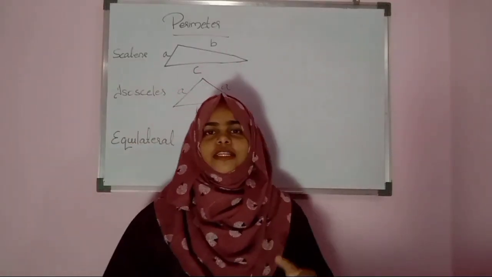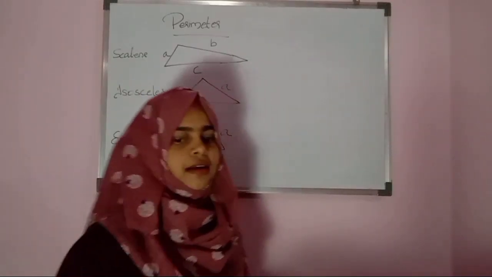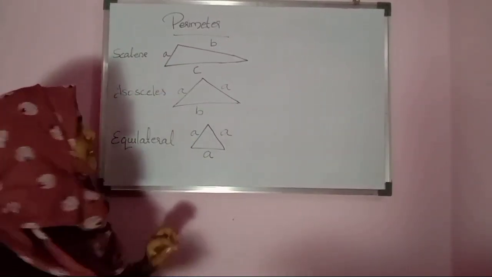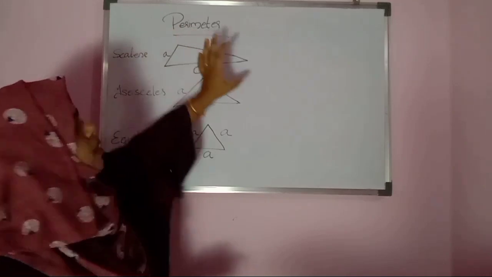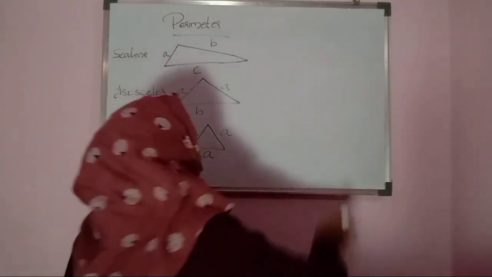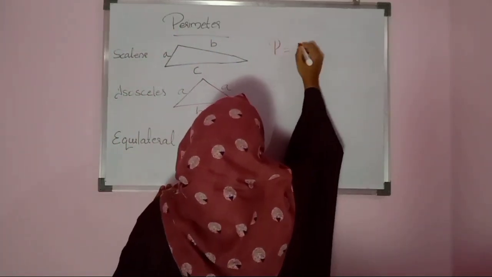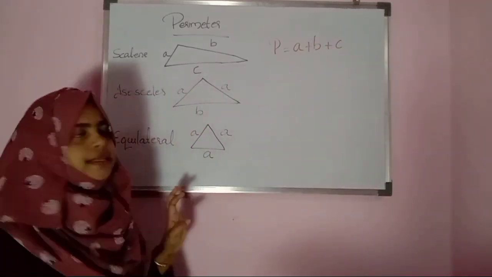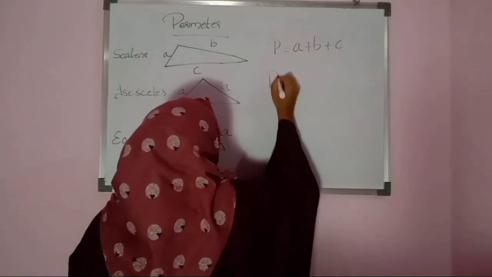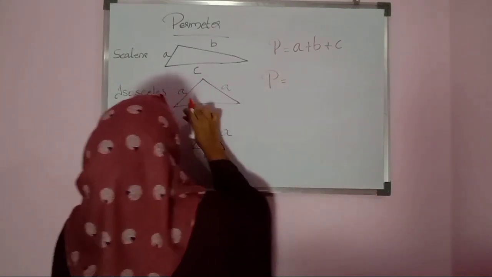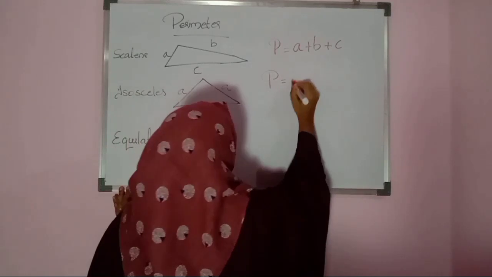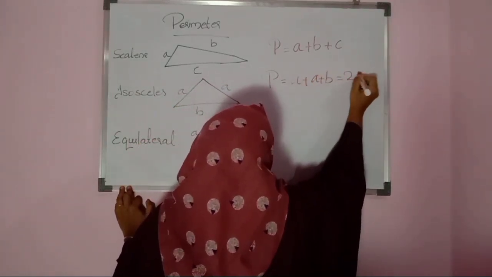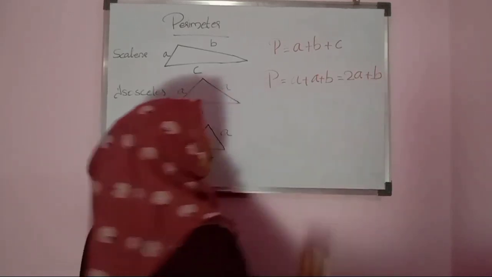Now we are going to discuss the perimeter of triangle. We know that this is a scalene triangle. In a scalene triangle, all sides are of different measurement. Then the perimeter P will be what? Sum of the three sides, A plus B plus C. If the triangle is an isosceles triangle, what will be the perimeter? Here A and B, two sides will be equal. A plus A plus B, that is 2A plus B.